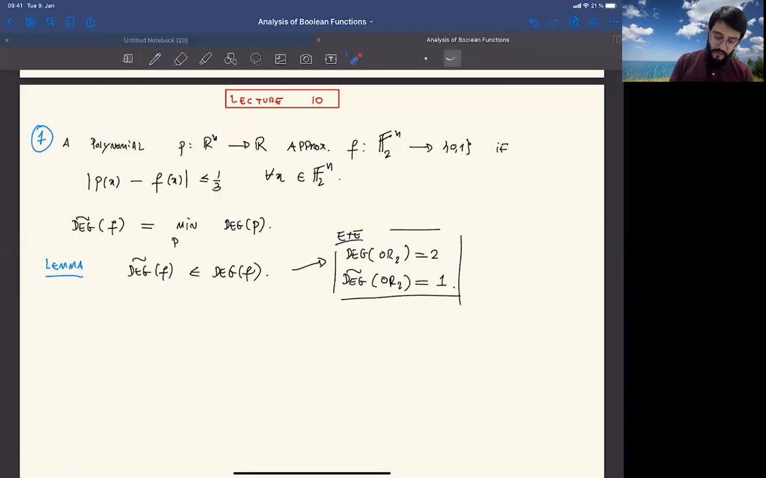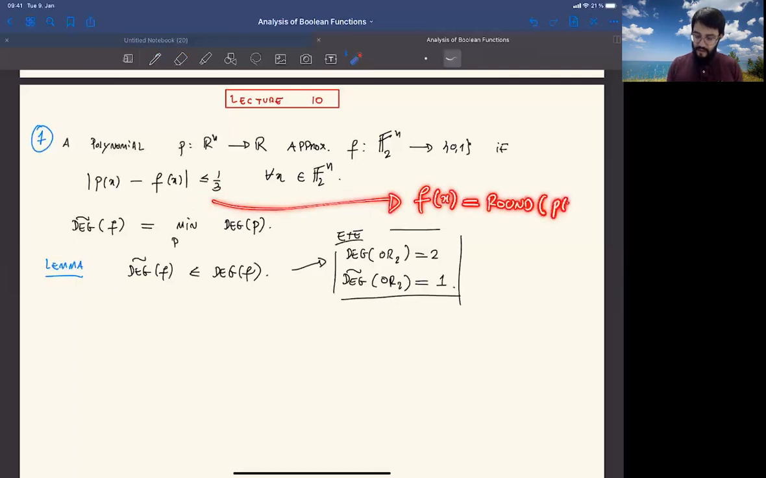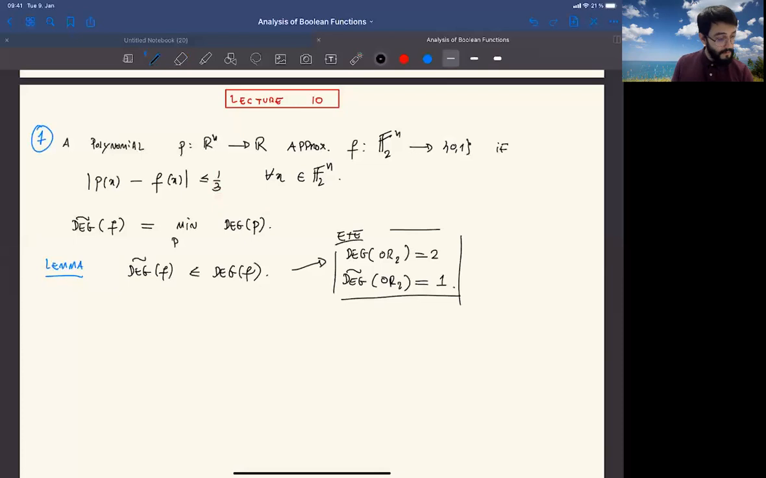And why 1/3 here? Basically, anything less than a half is fine, because you want f of x to be obtained by rounding P of x, which then gives you the value of f. So that's the reason why we put a third, and it could be a quarter, anything less than a half is fine. People usually use a third.